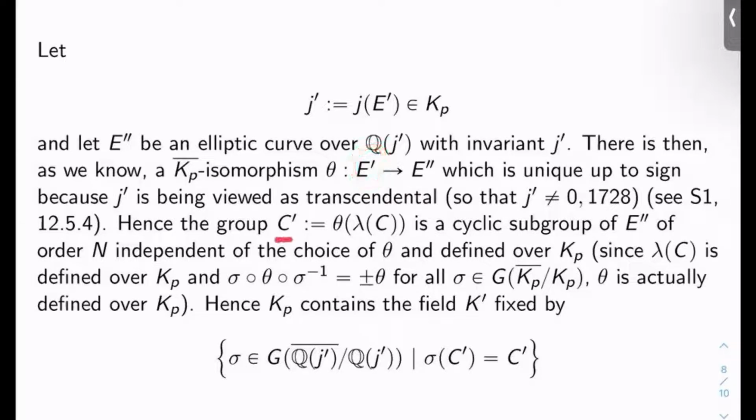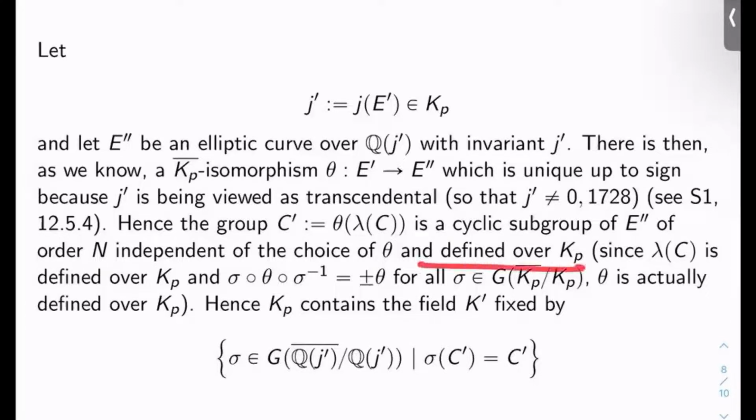If I look at C prime, which is theta of lambda of C, so it's the image of lambda of C under this map theta, this lives in E double prime. Okay, this is a cyclic subgroup of E double prime of order N. You can check it's independent of choice of theta, basically because there's only two choices for theta anyway, and they only change up to sign.